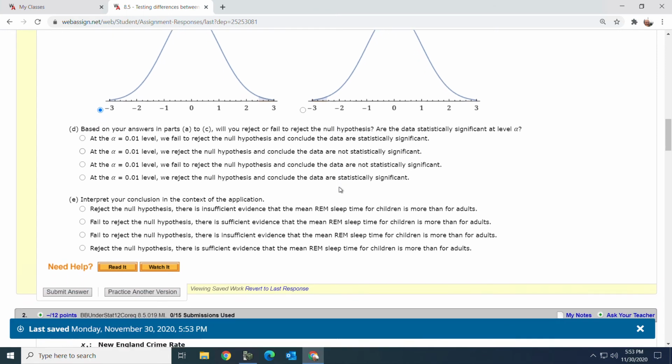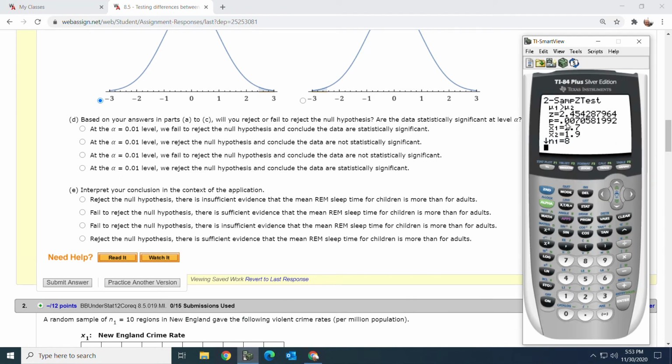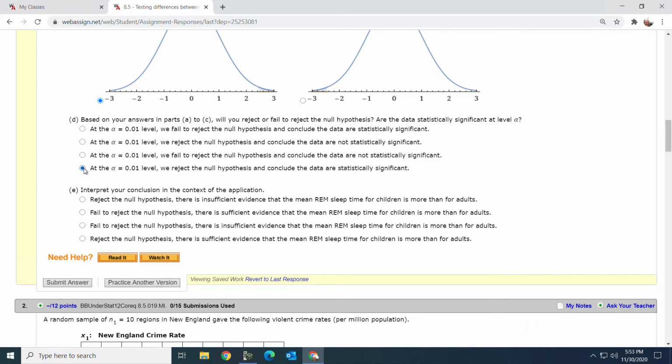Okay. Now remember, alpha was 0.01. Our p-value is less than 0.01. If p is less than alpha, you reject the null and conclude that your data are statistically significant. By rejecting the null, you do have sufficient evidence that the mean REM sleep time for children is more than for adults.